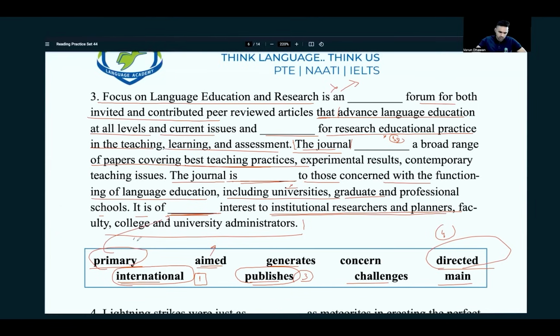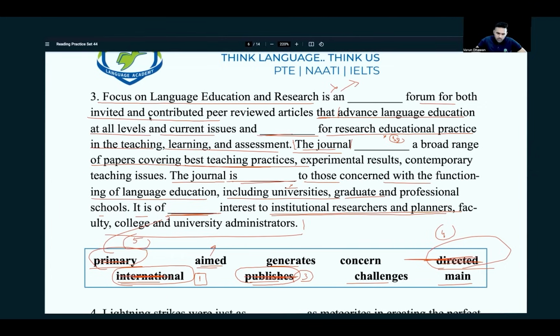We'll go over here. Now we have got the first answer, this provides an international forum. We haven't got the second one. We'll come on to it at the end because I always fill the ones which I'm sure first and then come back to the other ones. The journal publishes a broad range of this. The journal is directed to those and is of primary interest. Now let's see. Primary is gone. International is gone. Publishes is gone. Directed is gone. We are left with 1, 2, 3, 4, 5 and we have one line.